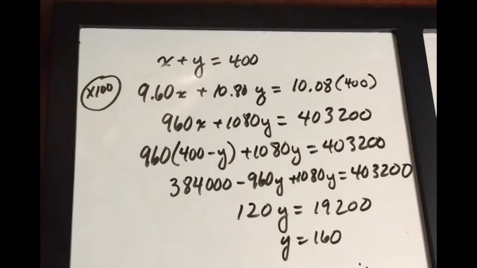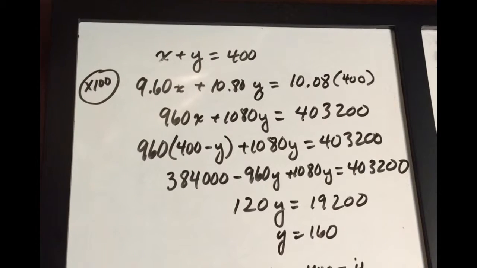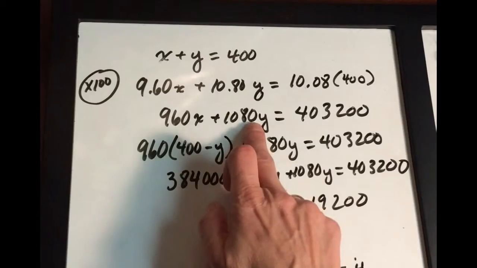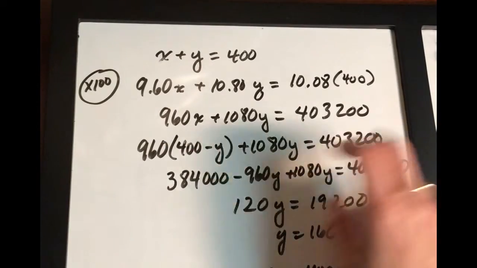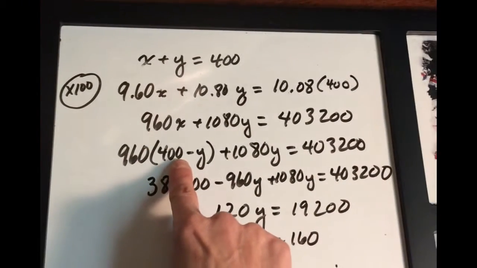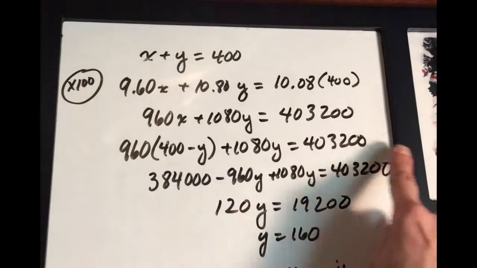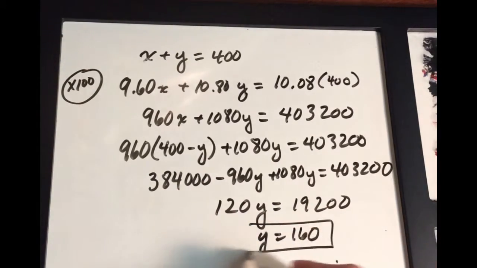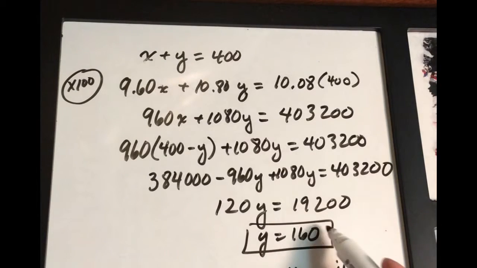And there you have it. We've got 9.6x plus 1080. We've converted it by multiplying by 100. We then plugged in what the x value is using substitution and then figured it out. We got y, which was our pecans. We need 160 kilograms. And for the x, if you subtract 400 from 160, you get 240.